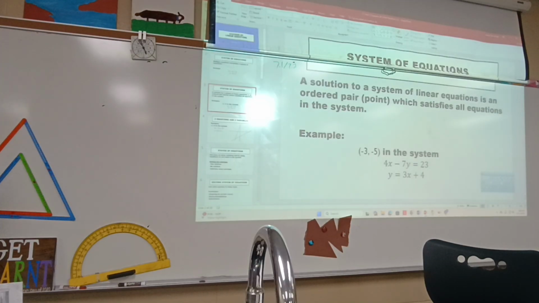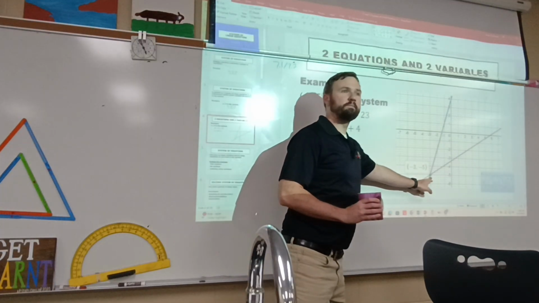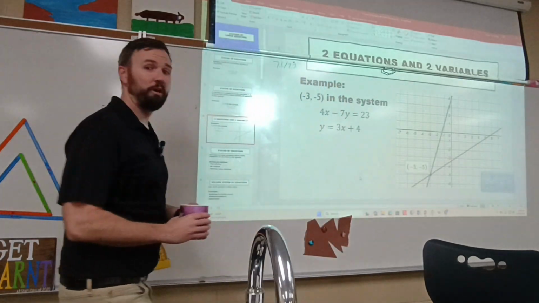A solution to a system is a point that when you plug it into the equations makes it true. That is a solution for both equations. So it's like plug in a point and it has to work for both. If you're ever asked, is this a solution to the equation, you plug it into the equation and you see if it's true. So if I ask, is (-3, -5) a solution to the system? Yeah, it occurs on both lines. It is a solution for both.